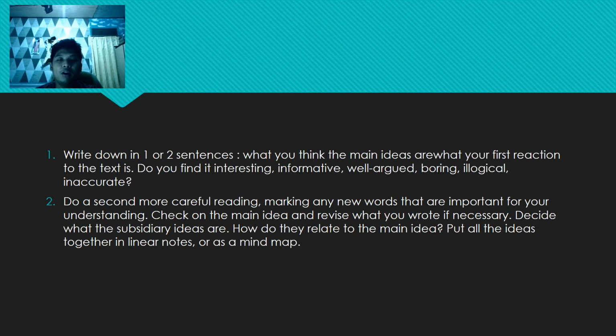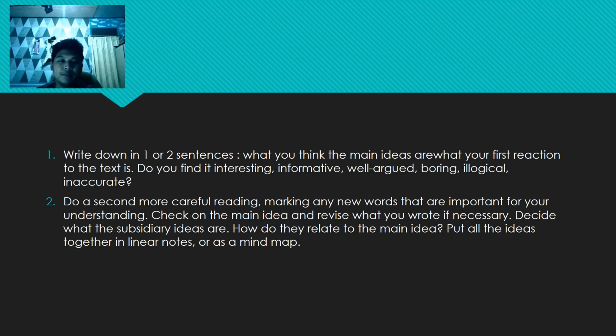Write down in one or two sentences what you think the main ideas are, what your first reaction to the text is. Do you find it interesting, informative, well argued, boring, illogical, inaccurate? Do a second, more careful reading, marking any new words that are important for your understanding. Check on the main idea and revise what you wrote if necessary.